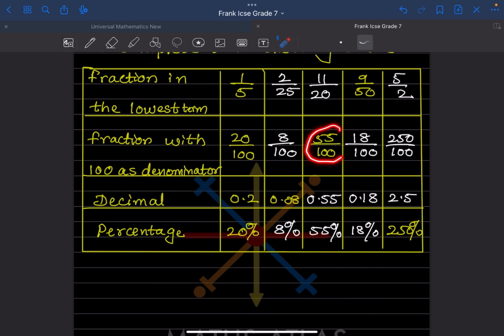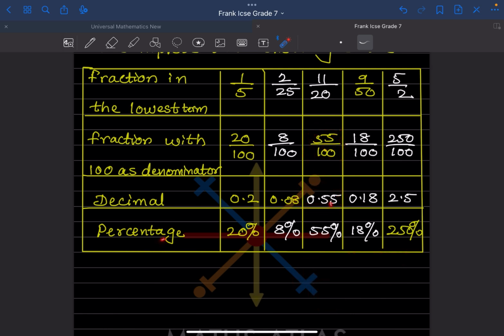Now here 55 by 100 is given. From this one, how to write in a decimal? So now see here 55 by 100. So you will write the numerator 55. How many zeros are here? 2. You will go backwards by 2. So there will be a point, 0.55. So decimal is 0.55, sorry.